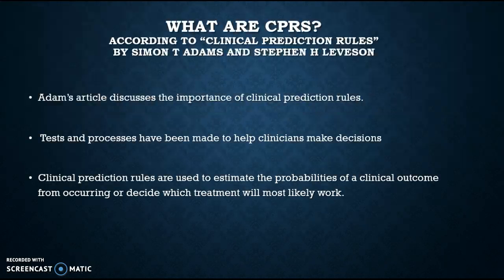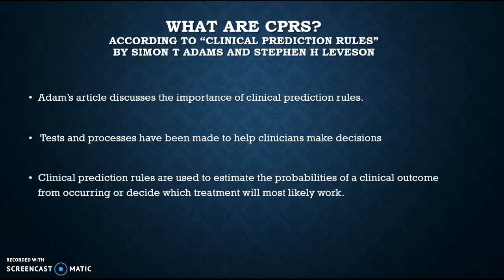To start, I'm going to be talking about the article Clinical Prediction Rules by Simon T. Adams and Stephen H. Levison. In this article, Adams discusses the importance of clinical prediction rules and what they are. Clinical prediction rules, or CPRs as they are sometimes called, are tests and processes that have been made to help clinicians make decisions. These tests combine the symptoms, patient characteristics, and investigation results to estimate an outcome's probability or to determine the treatment or intervention that is most likely to be effective in a given patient's situation.